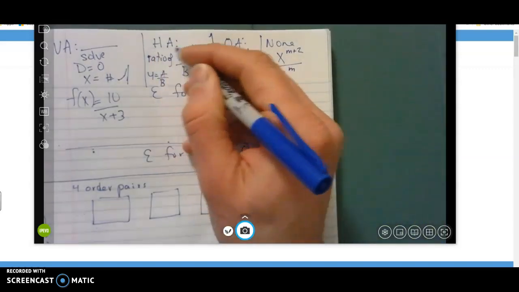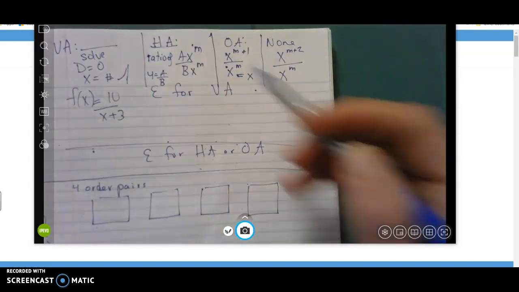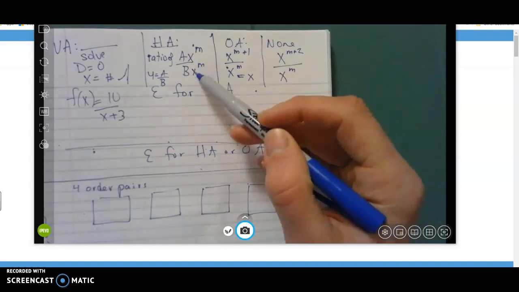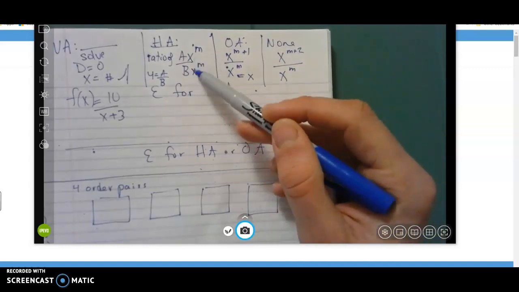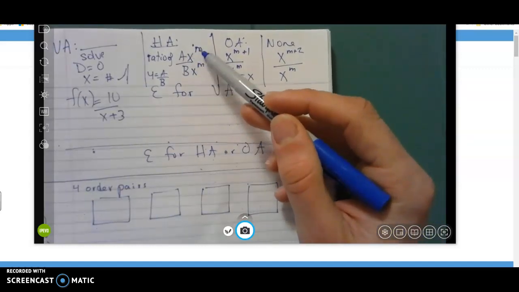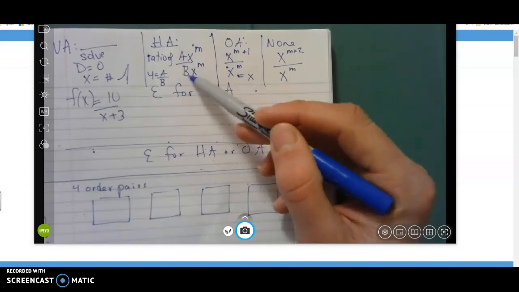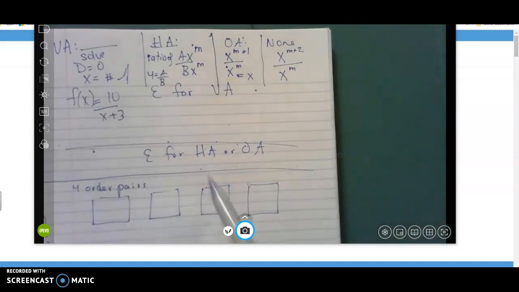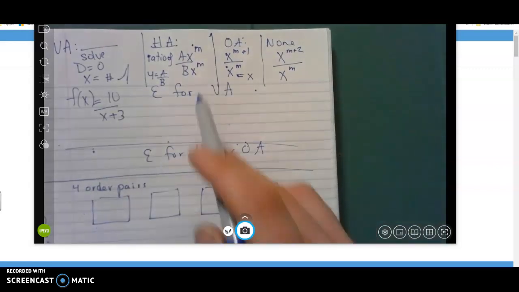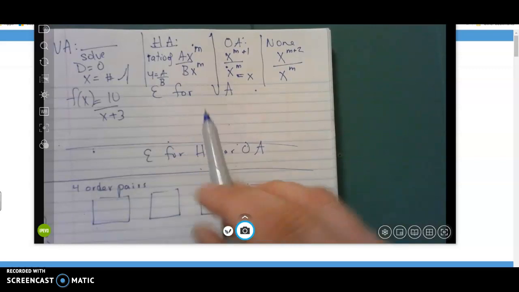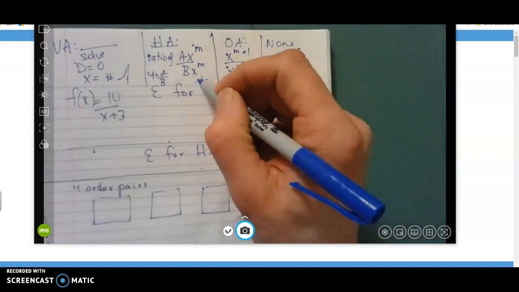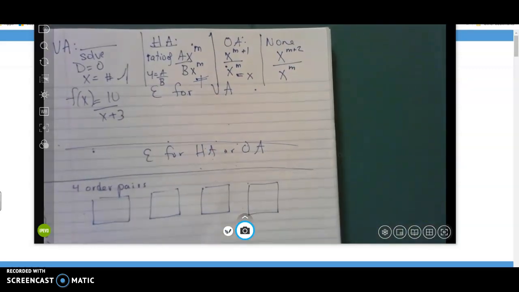For horizontal asymptotes, you're looking for the ratio of a to b, assuming that the powers of x are equal. So if the power of the variable is equal in the numerator and denominator, then you're going to take the ratio of the coefficients, in this case a over b, and it would be y equals a number, like y equals 2. And that would be a horizontal line like this that the graph would approach.